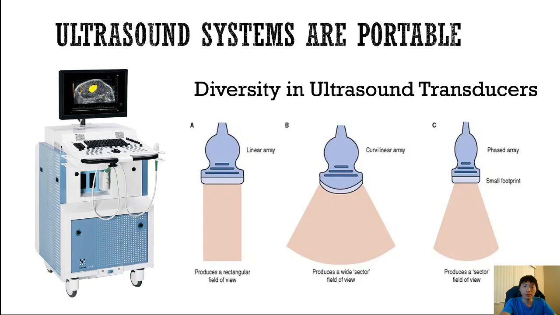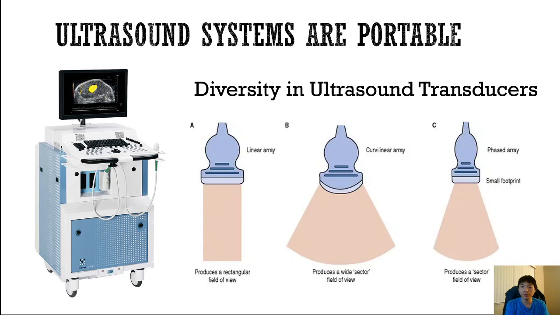And so by emitting sound and listening to reflections one channel at a time, going, for example, from left to right of the transducer, you get an image. Now, there are also curvilinear arrays.